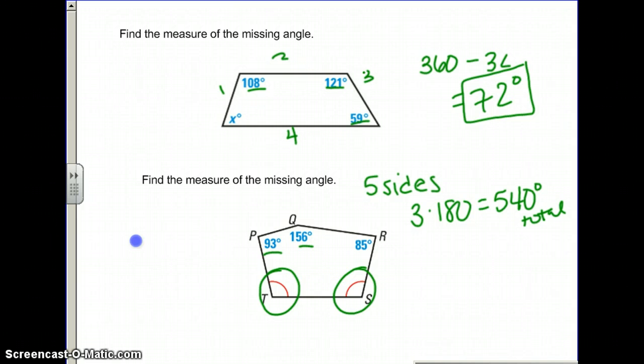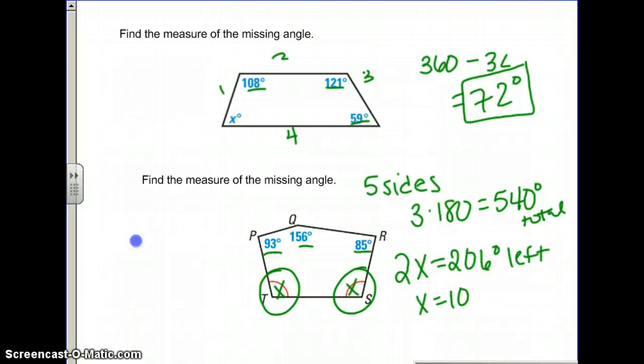So if we subtract out these 3 angles, there are 206 degrees left for these 2 angles, but recognize they're the same angle, they're congruent. So let's call those x's, so 2x equals the remaining 206 degrees. So x is simply going to be 103 degrees each. Once again, you could check. If you fill those in, each is 103, and then add these up, do they come back to our total of 540? Yes, they do.